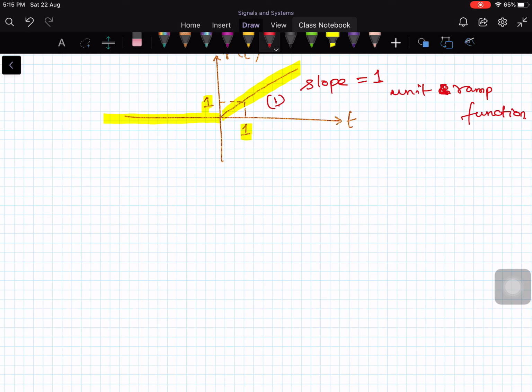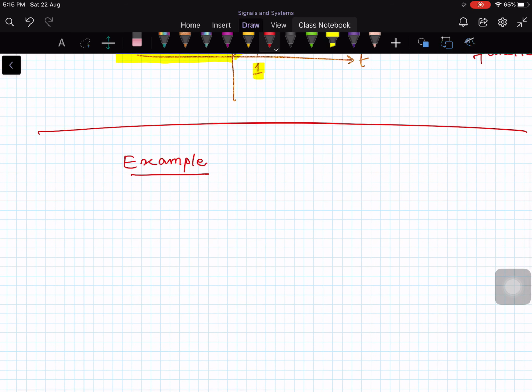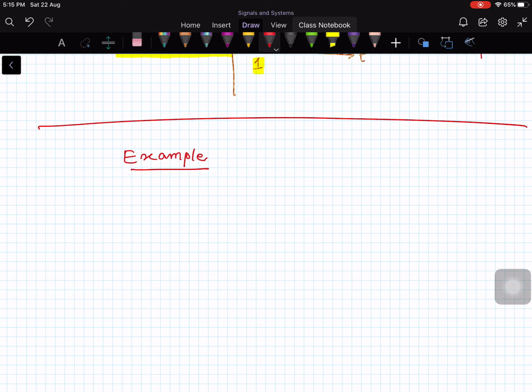Now let me illustrate its applications through some examples. So a sequence of examples we will consider now, and then we will illustrate this one. Now if I take a function which is delayed by 1 unit, it is 0 up to 1 unit, and then it has slope of 1. So how do you write this function?